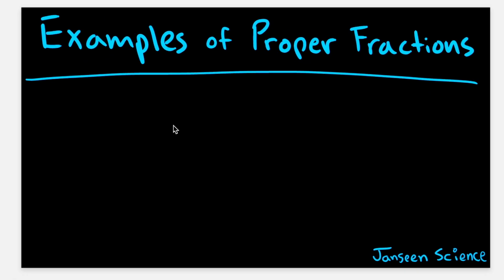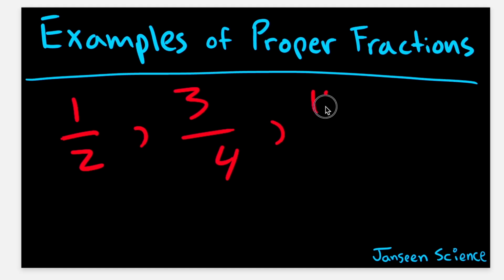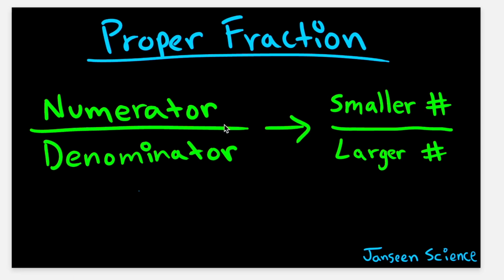Let me go ahead and show you a couple of examples of proper fractions. 1 over 2, 3 over 4, 10 over 20. Notice the 1 is smaller than the 2. That is a proper fraction. 3 is smaller than the 4. That is a proper fraction. And 10 is smaller than 20. That is a proper fraction. So going back, a proper fraction is when the numerator is smaller than the denominator.